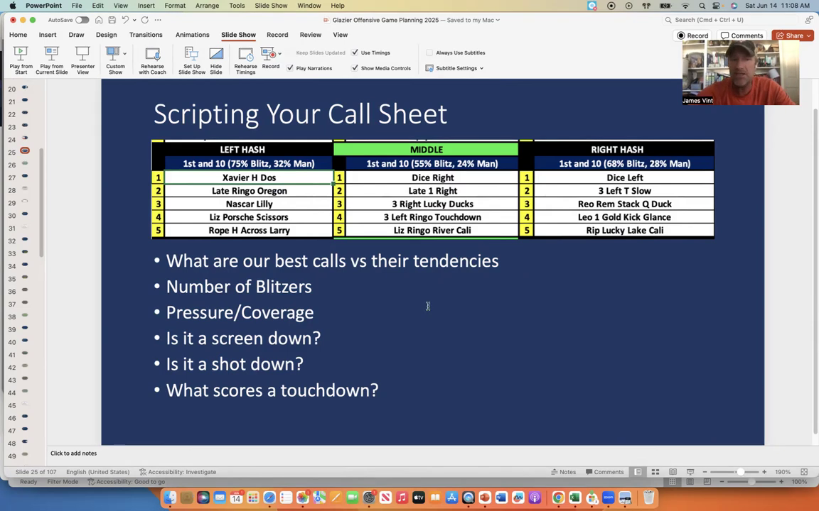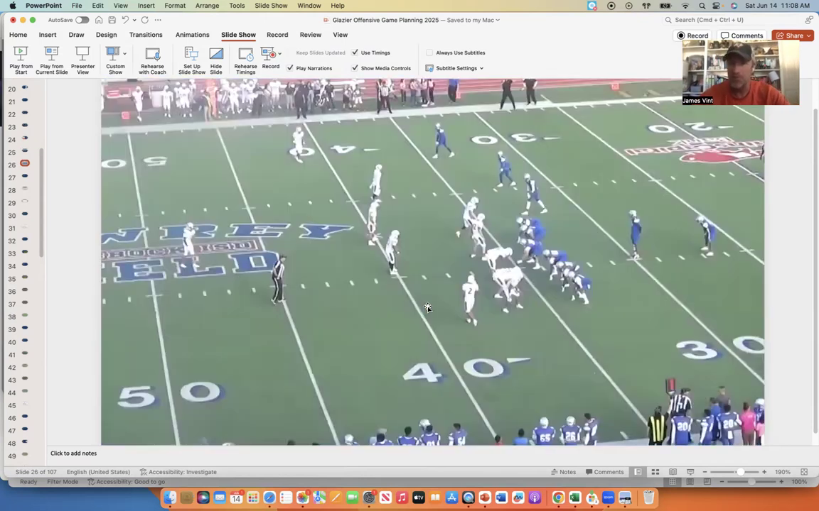So what are our best calls versus their tendencies? And again, what are we looking at? The number of blitzes, what pressure they run, what coverage they play behind it. Do we like screens? Do we like shots? What's going to create an explosive, a momentum? Or how about this? Call the touchdown play. Yeah, I know. Here's an example of this 1st and 10 team.